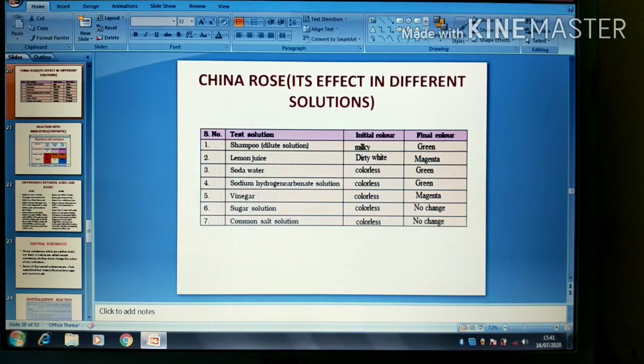Then China rose, its effect in different solutions. You can see in this table, in shampoo, which is a dilute solution, the initial color is milky and the final color changes to green. Lemon juice is dirty white and changes to magenta. Soda water is colorless, and on adding China rose it changes to green. Sodium hydrogen carbonate solution is colorless, and on adding China rose it turns green. So these are the different solutions where we can test China rose and how it behaves, whether it is changing the color or not.